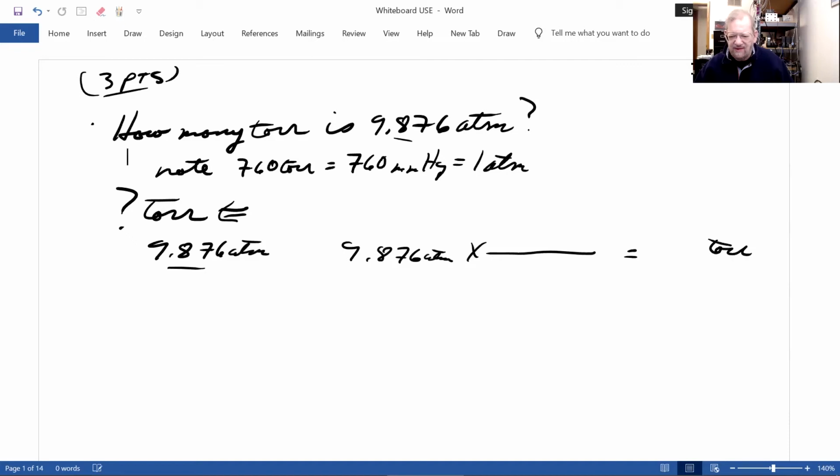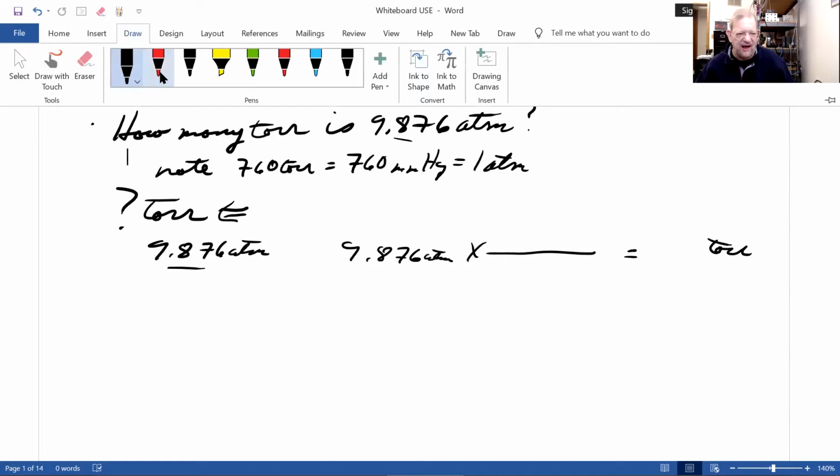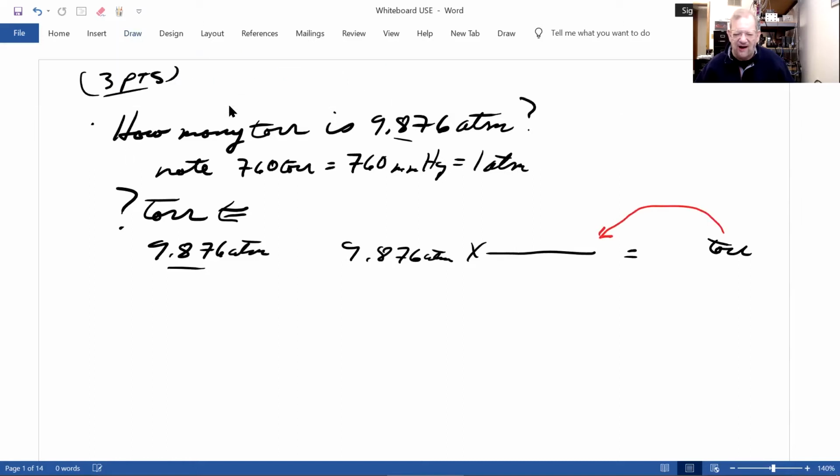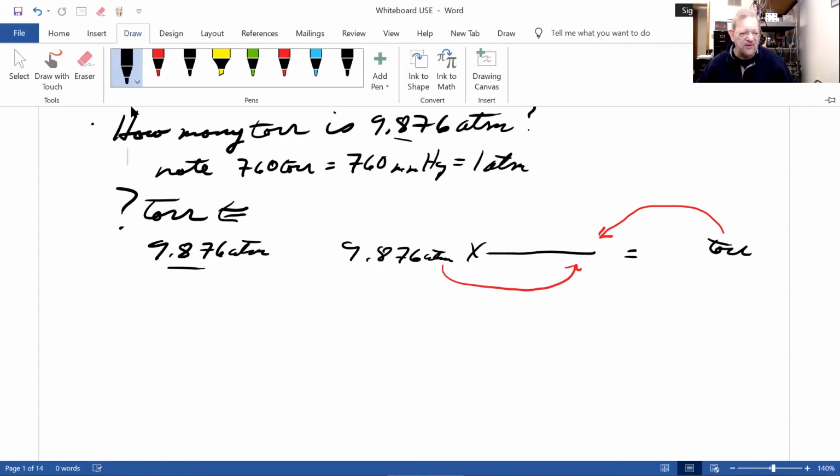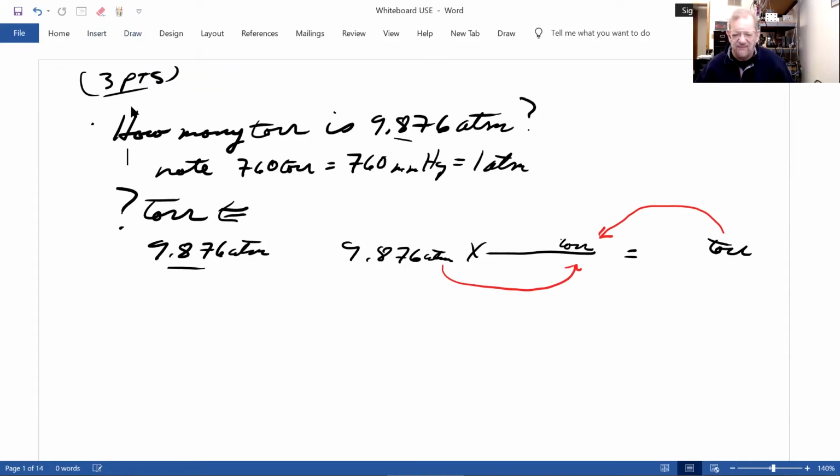Torr. And now it's time to use your good buddy, your good friend, unit analysis. Whatever we're trying to get to goes on top of the ratio. Whatever we're trying to get rid of goes underneath. Where do we get those numbers? Well, first of all, let's put this in. Where do we get a relationship of torr to atmospheres? Right here in important information.